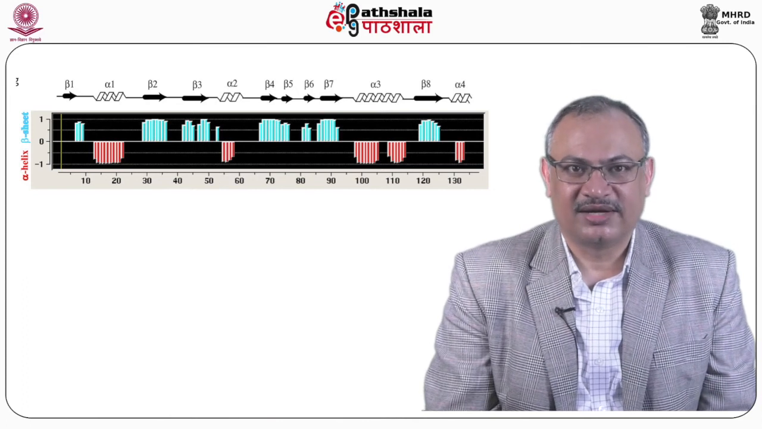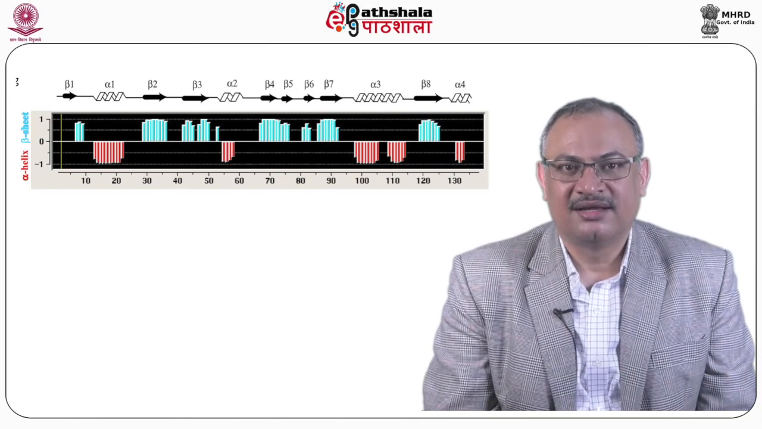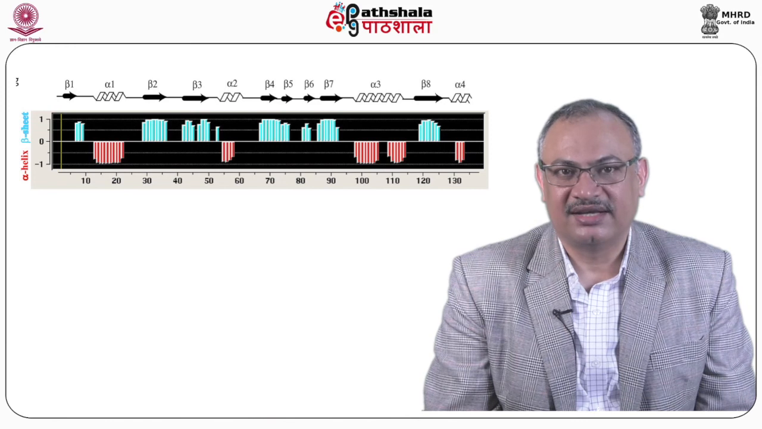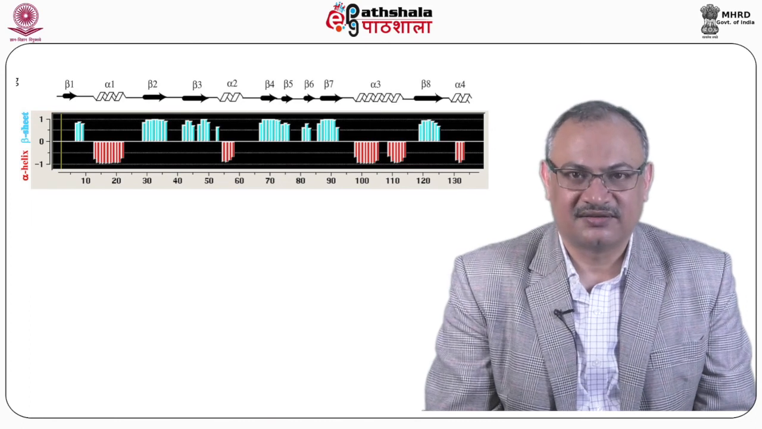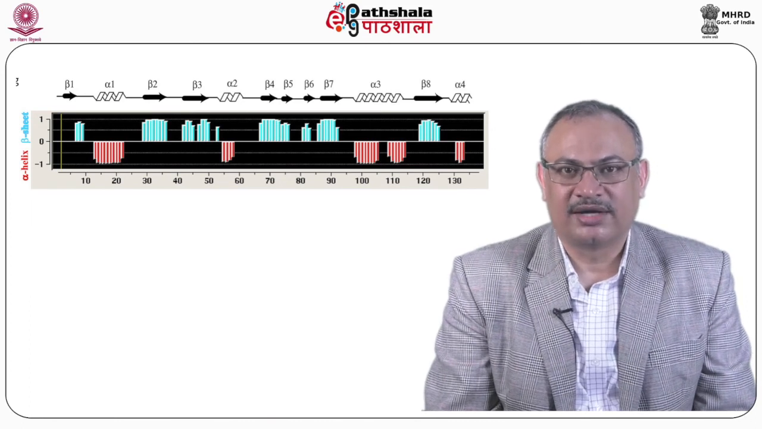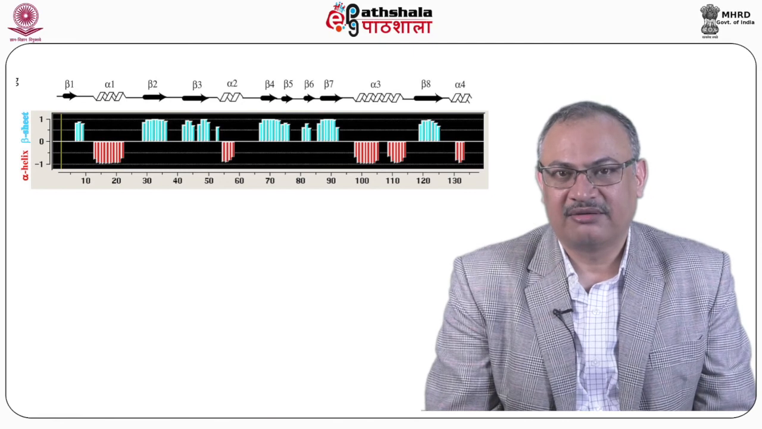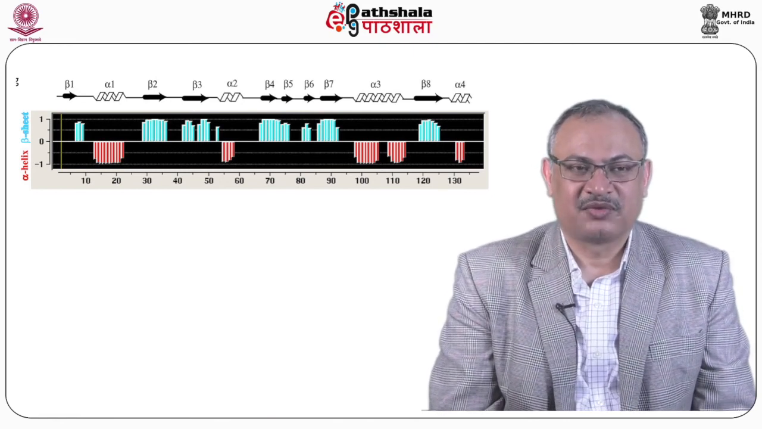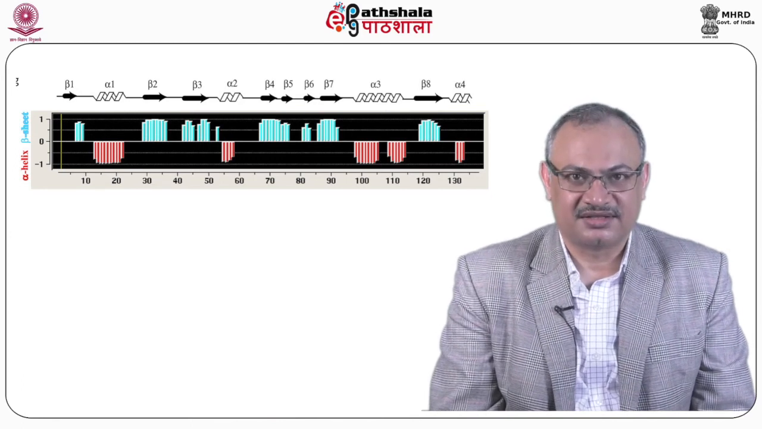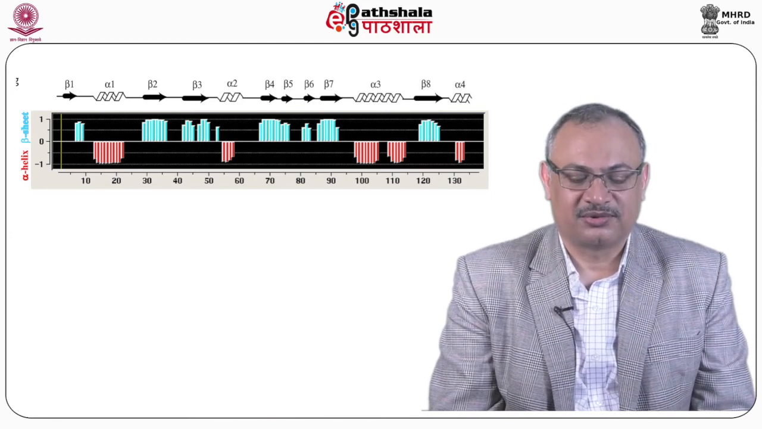then on the other end you have the alpha helix 1, then you have strand 2 and strand 3, you have helix 2, then you have strand 4, strand 5, strand 6 and strand 7, which is followed by the long helix alpha 3, and then you have the strand 8 and a C-terminal alpha helix. These are all predictions of secondary structure from the TALOS+ program.